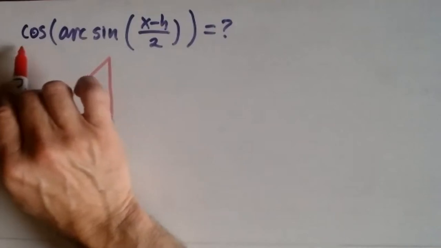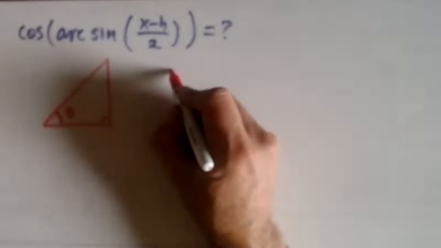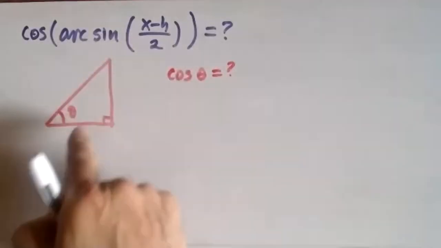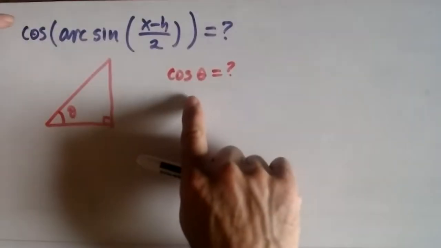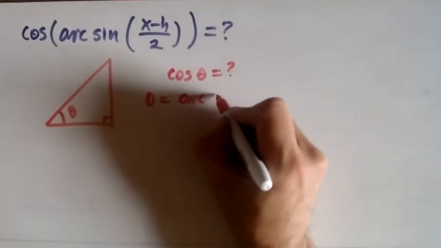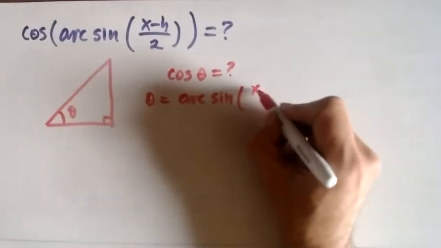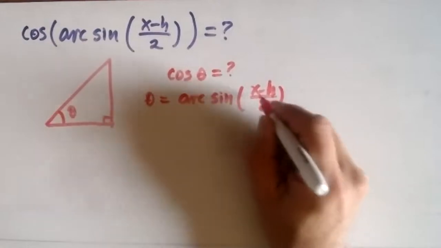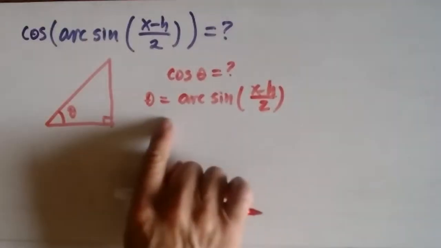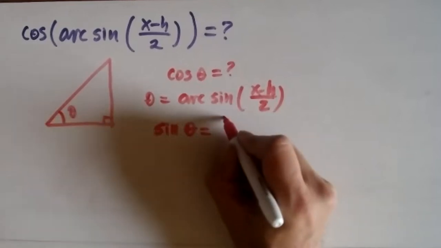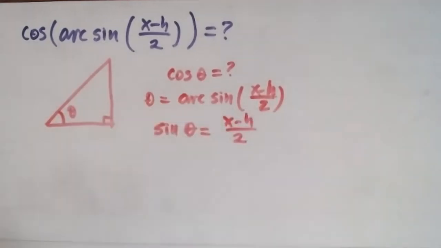So I need to find the cosine for this triangle. I need to find cosine of theta in this triangle. I'm going to match these two expressions. Theta is arc sine of (x minus h) over 2. Correct? I use the inverse, so I'm going to use sine theta equals (x minus h) over 2.